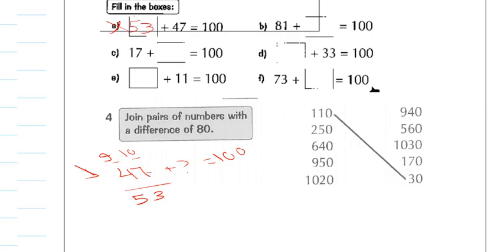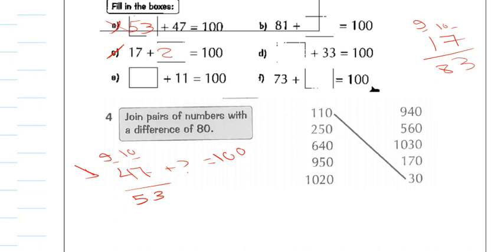And let's check letter C. 17 needs what to reach 100? So the left-hand side, you can subtract it from 9. 9 minus 1 gives you 8. And the right-hand side, you can subtract it from 10. 10 minus 7 gives you 3. Then you have to add 83.